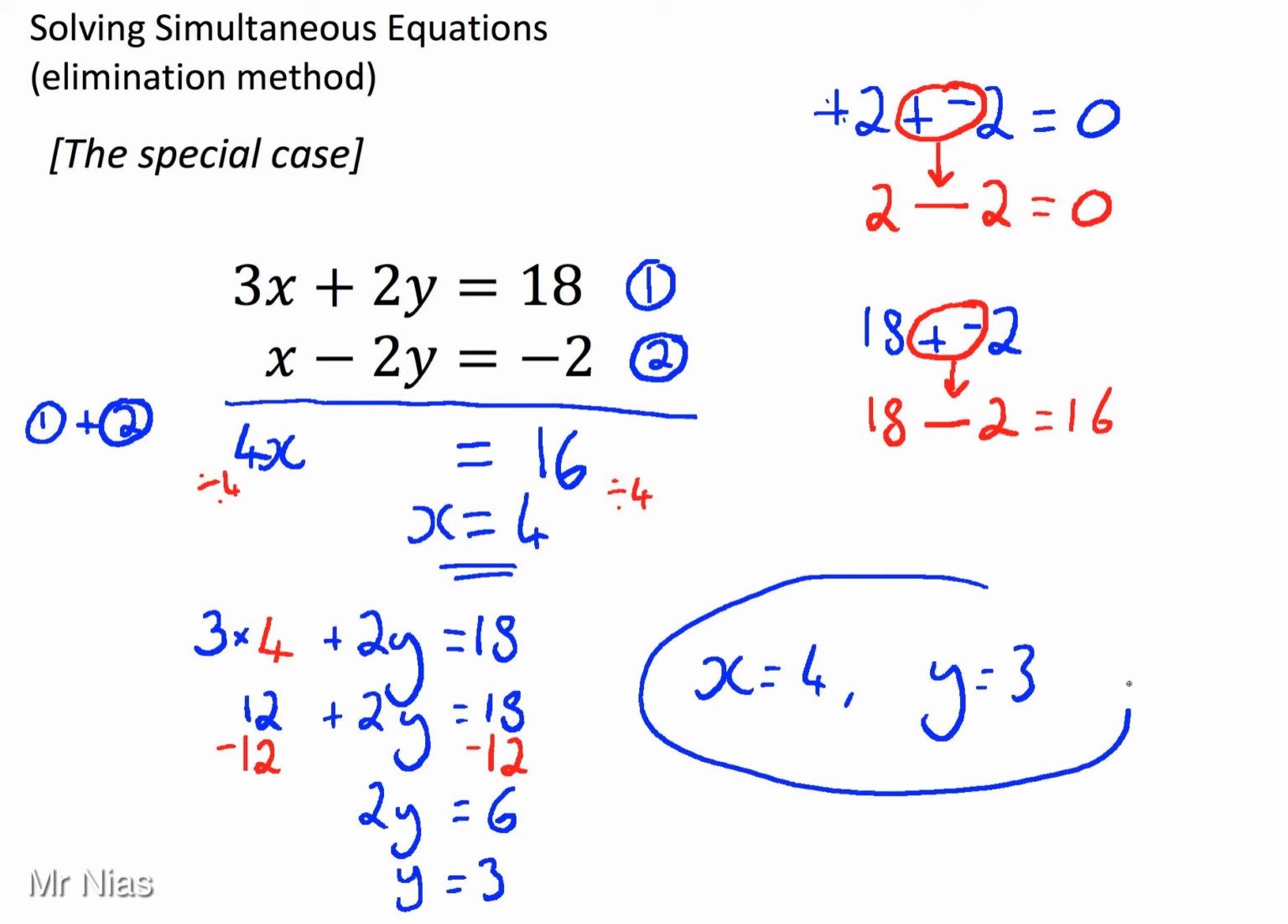There we go. So remember the special case. If you've got the same quantity of either x or y, so in this case I've got 2 y's and 2 y's, if they've got opposite signs, so one is positive and one is negative, you need to add your two equations together for that one variable to disappear.